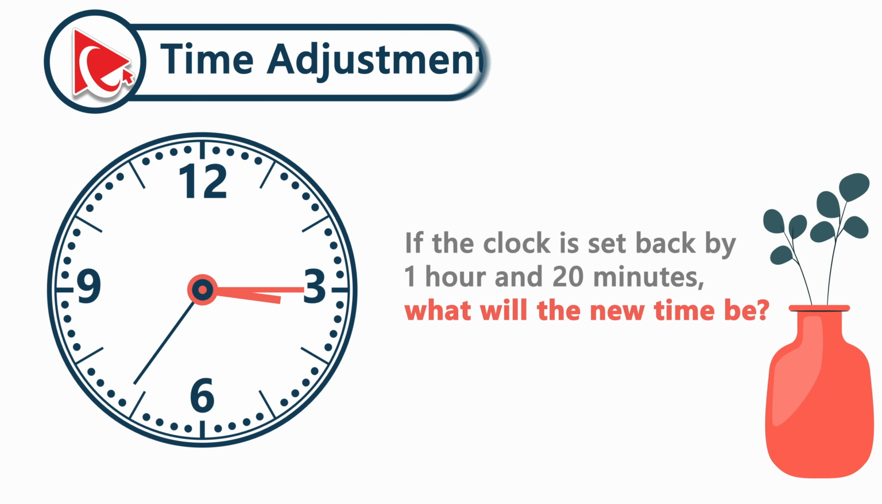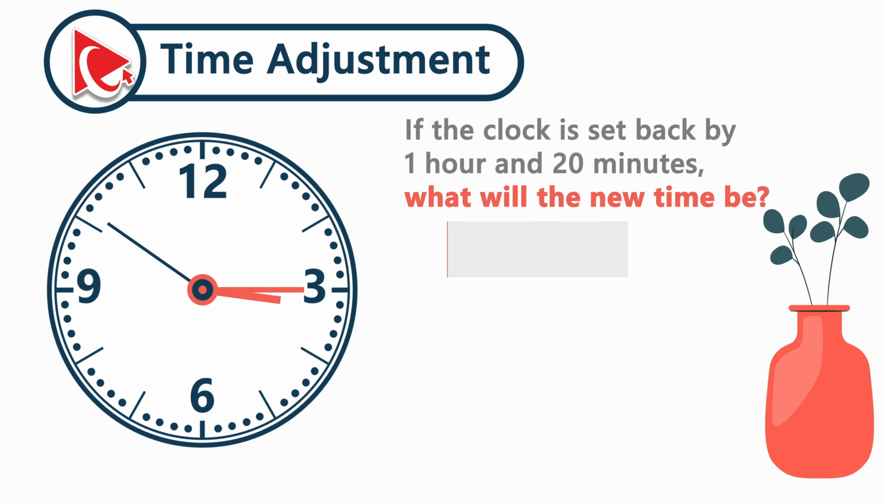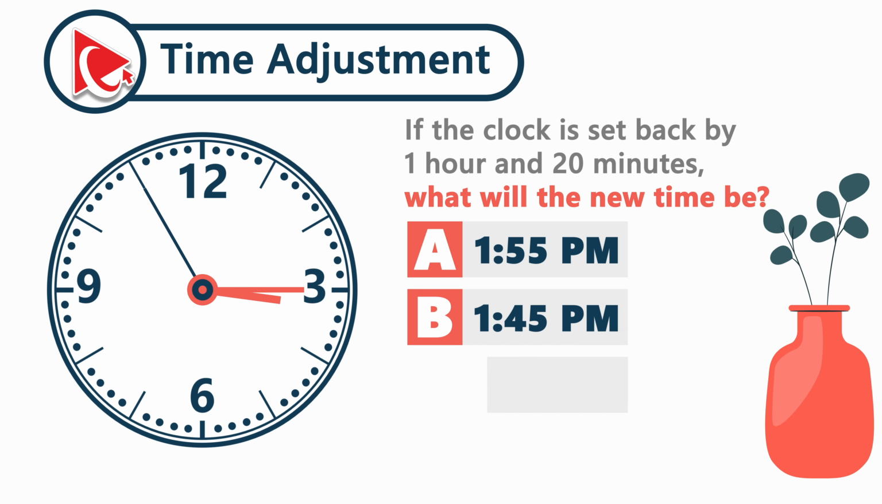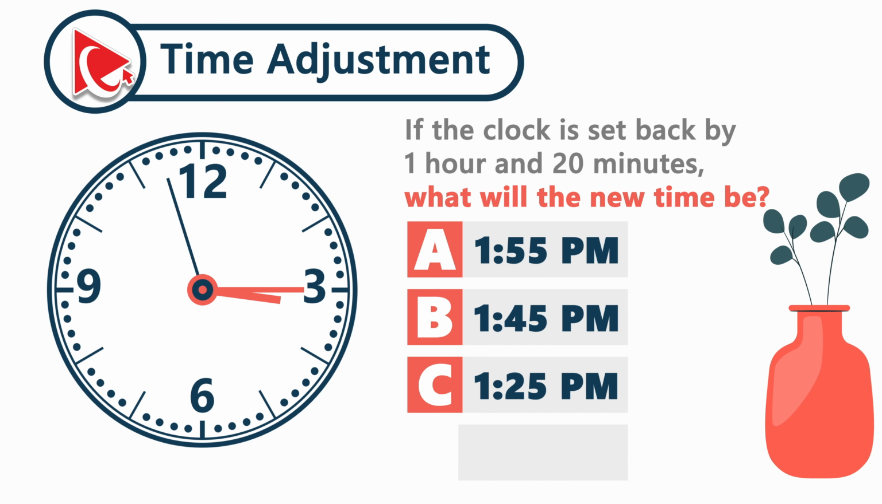In this question, you're presented with an analog clock, which shows the current time. And you need to do the calculations for the time adjustment to determine the new time. If the clock is set back by 1 hour and 20 minutes, what would be the new time? Your choices for the answers are choice A, 1:55 p.m., choice B, 1:45 p.m., choice C, 1:25 p.m., and choice D, 1:35 p.m. Are you ready?